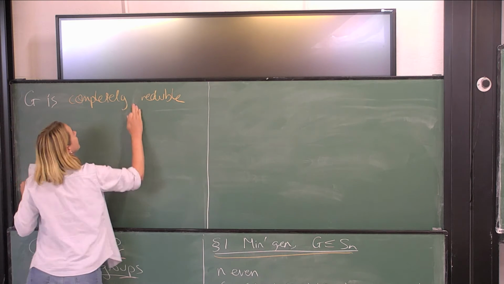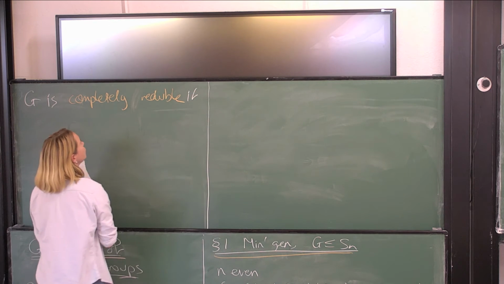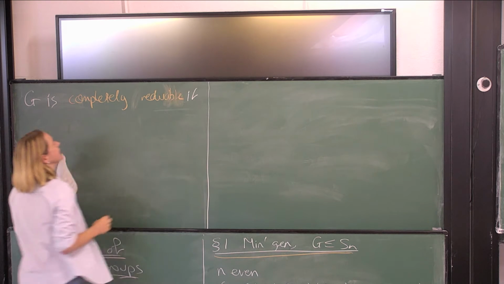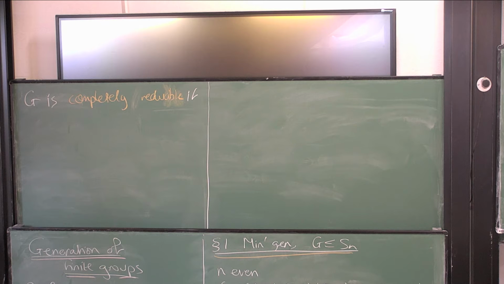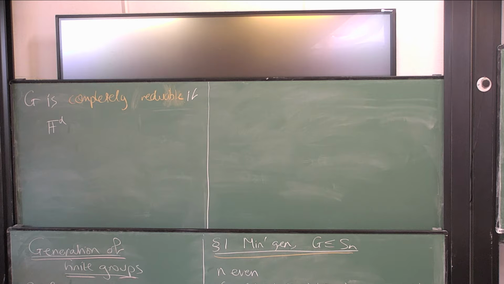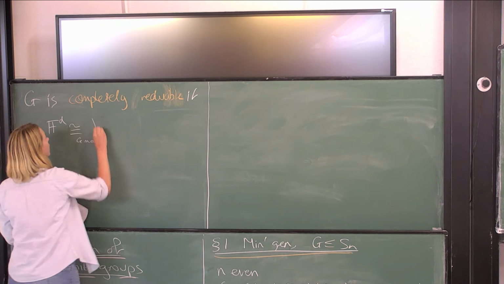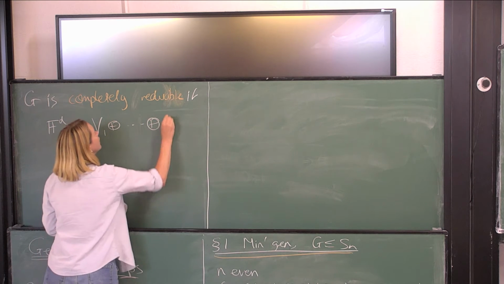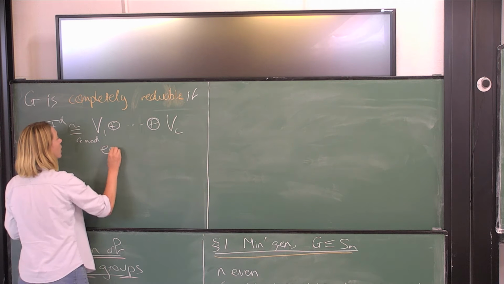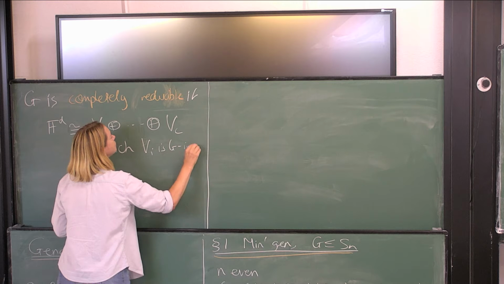Completely reducible, thank you. If F to the d, my vector space in which we're acting, is isomorphic as a G-module to some direct sum V1 plus, I don't care, Vc, let's say, where each Vi is G-irreducible.